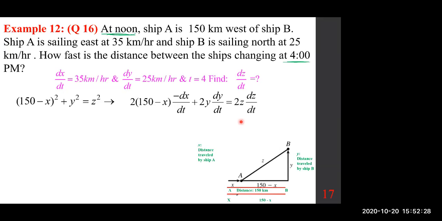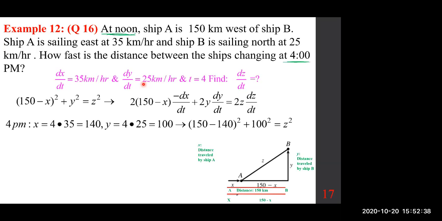Because it's 4 hours later, what is x? 4 times 35. What is y? 4 times 25. So x is 4 times 35, y is 4 times 25. Before I move on, I can factor out the common factor of 2. That makes it a tad easier. And so we have (150 minus x), we said x is 140, quantity squared, plus 100 squared equals z squared.